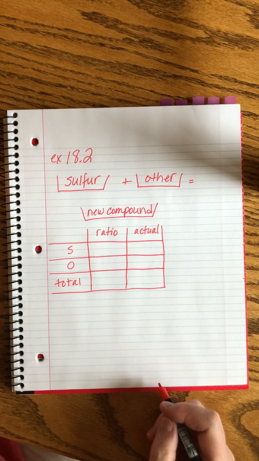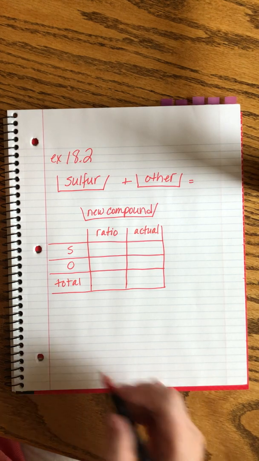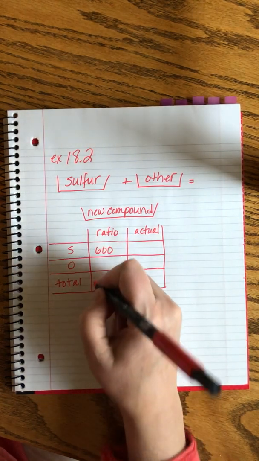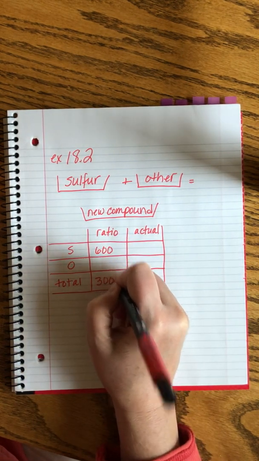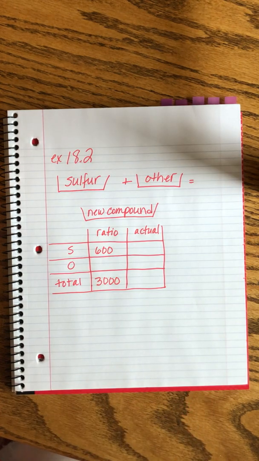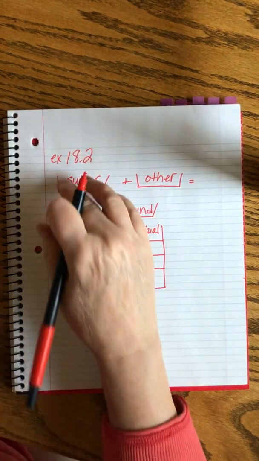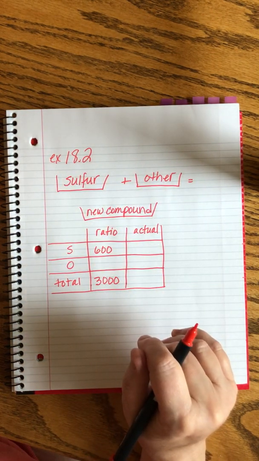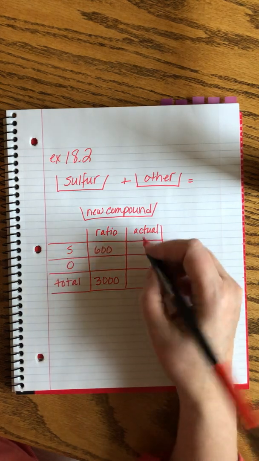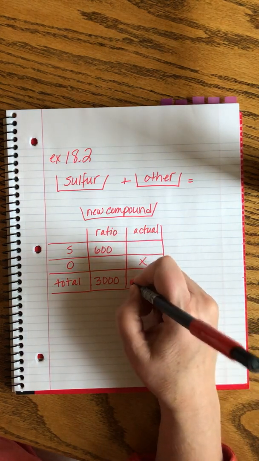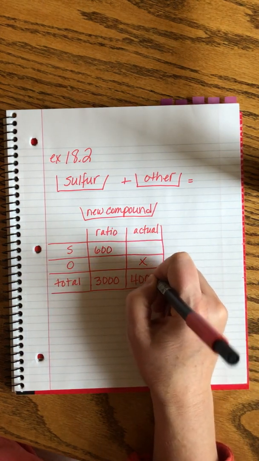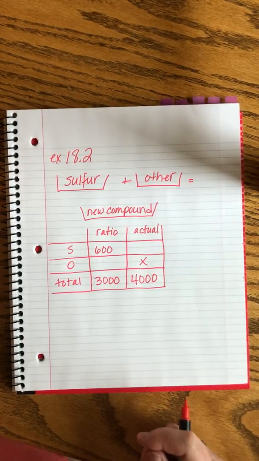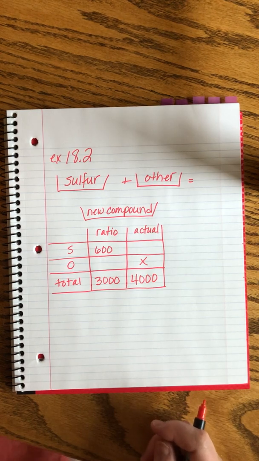All right, it took 600 kilograms of sulfur to make 3,000 kilograms of the new compound. Oh, okay, so this helps. This is what we're talking about here. How many kilograms of other materials would be required to make 4,000 kilograms of the new compound? Okay, so everything's being measured in kilograms. We don't have to worry about that.